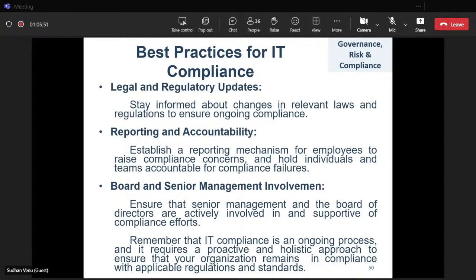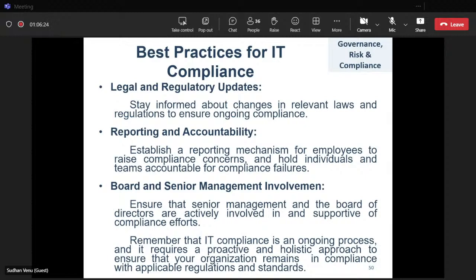And reporting and accountability: establish a reporting mechanism for the employees to raise compliance concerns and hold individuals and teams accountable for compliance failures. And the final one is board and senior management involvement, ensuring the senior management and the board of directors are actively involved in supporting the compliance efforts. And remember that IT compliance is an ongoing process, and it requires a proactive and holistic approach to ensure that your organization remains in compliance with applicable regulations and standards.